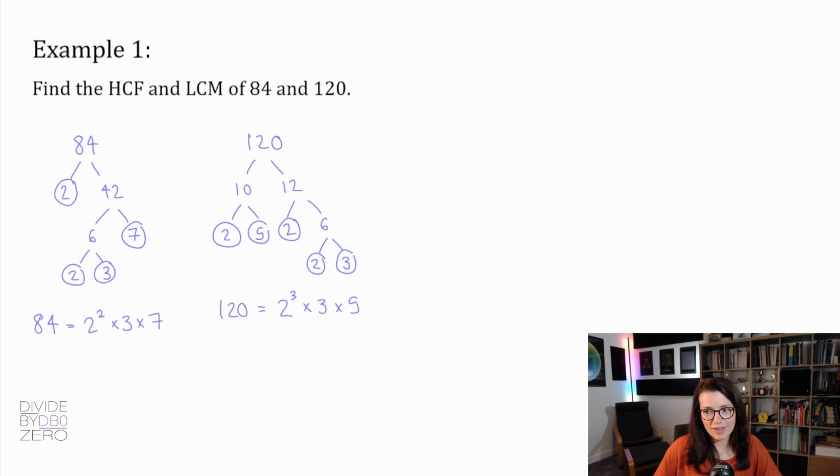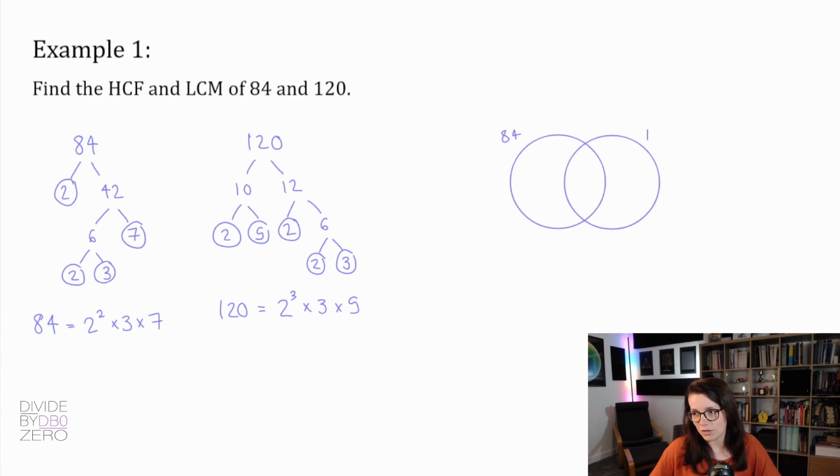Now we're ready for our Venn diagram, and let's sort the factors. So 84 and 120. Any factors they share in common go in the middle. So they both have 2s and they both have at least 2 2s. So we'll put 2 squared in the middle, deals with that. And then for 120, looks like there's an extra 2. They both share 1 3, so that can go in the middle. And then 84 has an extra 7 and 120 has an extra 5.